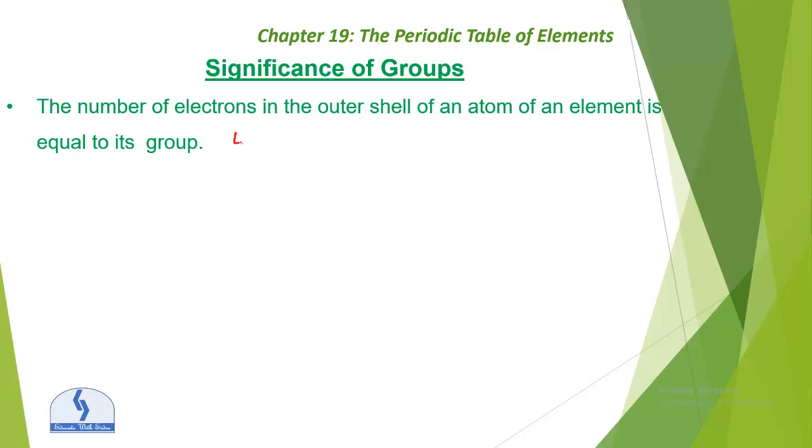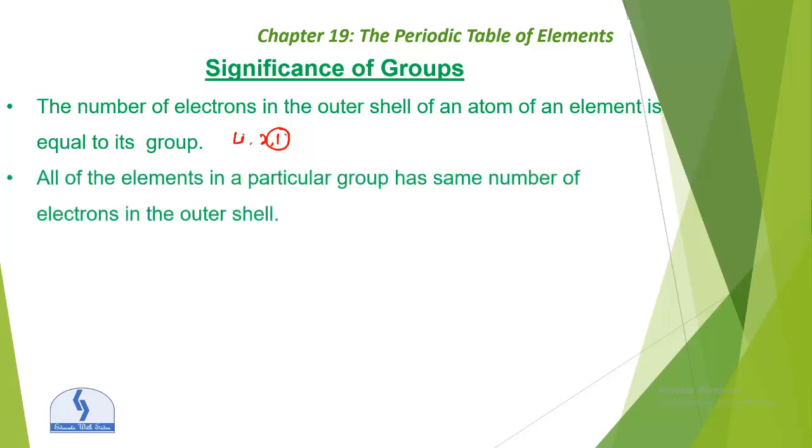And lithium has the electronic configuration 2,1. So one electron is in the outermost shell, so it is also in the first group. Next, all the elements in a particular group have the same number of electrons in their outermost shell. For example, in group number 1, lithium, sodium, potassium all have the same chemistry. They all lose only 1 electron from their outermost shell, so they are in the same group.